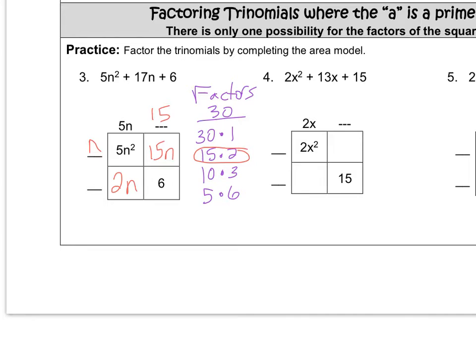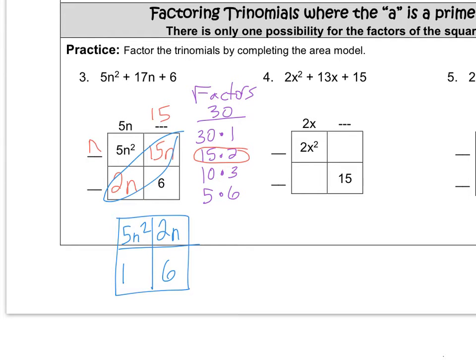Okay? And then I start to work on it and I realize, hey, this doesn't work. Because if I've got 15 times something, it's not going to give me 6. So I can tell right now that my two factors that I've put in here, I've put them in the wrong order. So no big deal. This is what a puzzle's all about. So I say 5n squared and my 6. This time I'm going to put my 2n up here and my 15n down here. Okay, and I start over again.